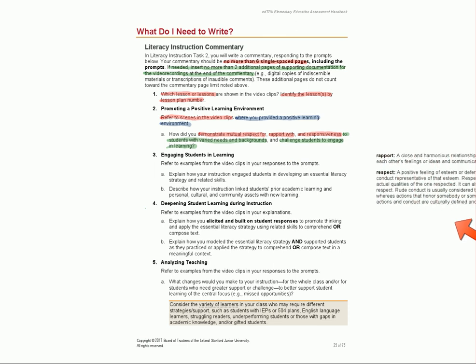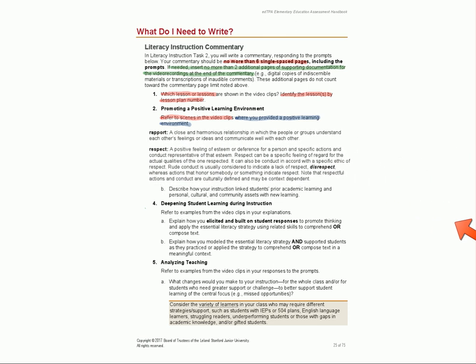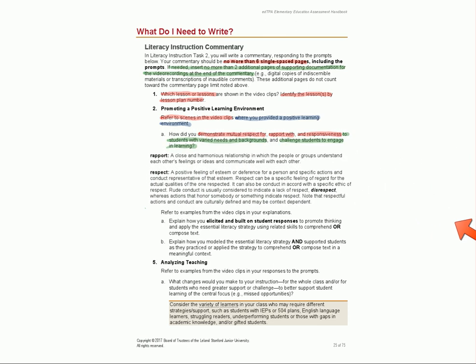Here are definitions that edTPA sets out for these. So let's look at this for a moment. edTPA's definition for rapport: a close and harmonious relationship in which the people or groups understand each other's feelings or ideas and communicate well with each other. Okay, so think about that as what you want to have happening within your class. So this part about mutual respect means it's not just respect between you and the students, it's about respect amongst the students as well.